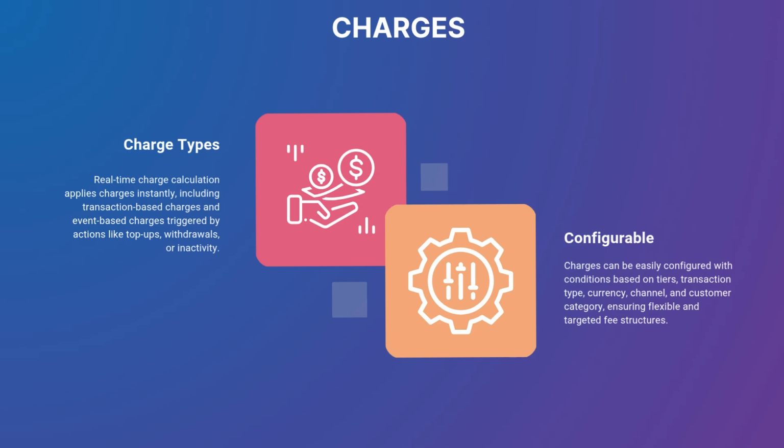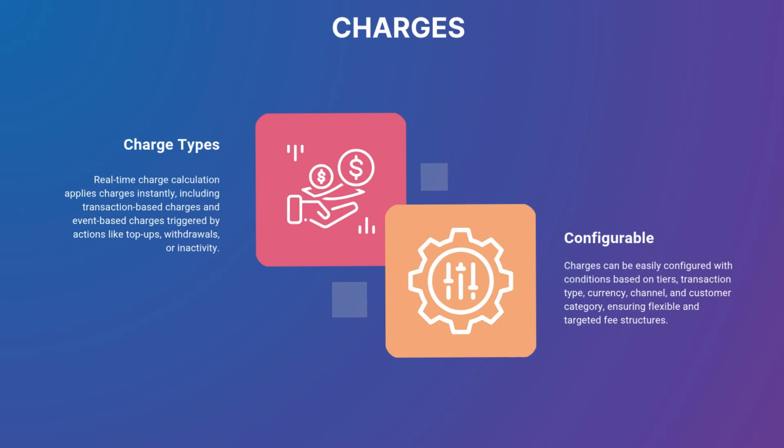What makes this module powerful is its high configurability. Admins can define charge rules based on a wide range of parameters, including customer tier or category, for example, applying different fees for gold versus silver users, transaction type, such as charges for top-up, P2P transfers, or withdrawals, currency, to support multi-currency pricing models, channel, allowing charges to vary if the transaction is performed via app, USSD, ATM, or chatbot, and even based on KYC level or user profile.